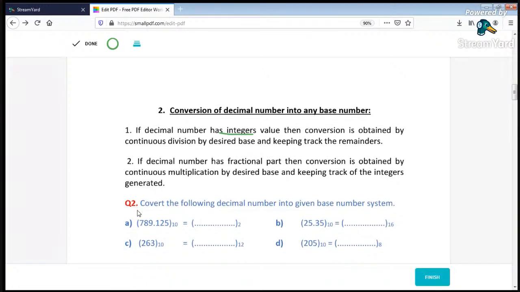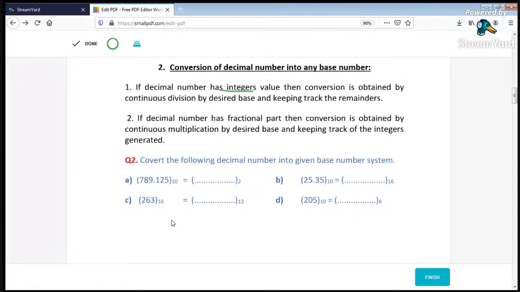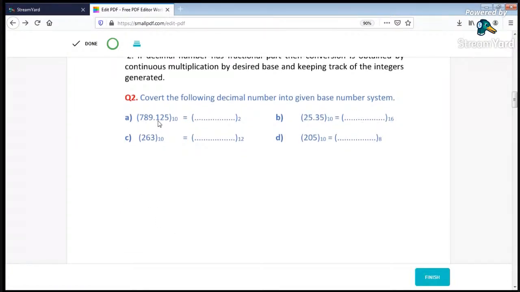See the next example, question number 2. Convert the following decimal number into the given base number system. See here, first problem, A part: 789.125. This is already given in decimal form. So convert this into binary. How will we solve it? In this problem, 789 has both an integer as well as a fractional part.